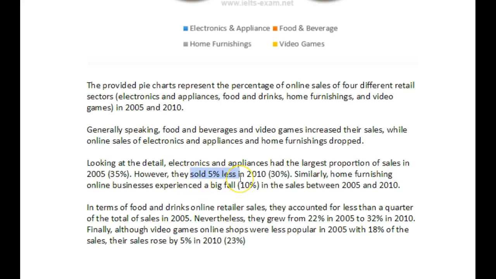This is difficult because it's not 5% less. 5% less than 35% is... well, it's half of 3.5%, which is 1.75%. So if it was 5% less, it would actually be 33.25%.